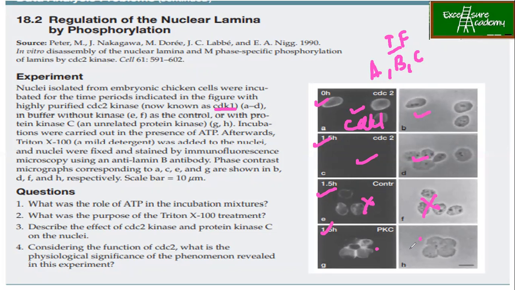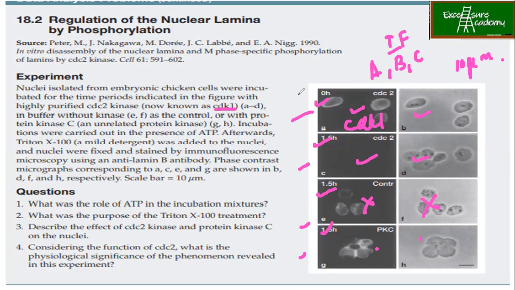Now incubations were carried out in the presence of ATP. Afterwards, Triton X-100, which is actually a mild detergent, was added to the nuclei, and nuclei were fixed and stained by immunofluorescence microscopy using anti-lamin B antibodies. Of course, if you're studying the lamin proteins, then you need anti-lamin antibodies. The phase contrast micrographs corresponding to A, C, E, and G are shown in B, D, F, and H respectively. The scale bar is around 10 micrometers.